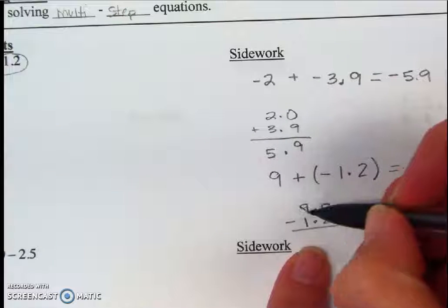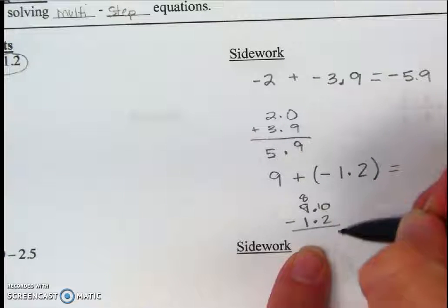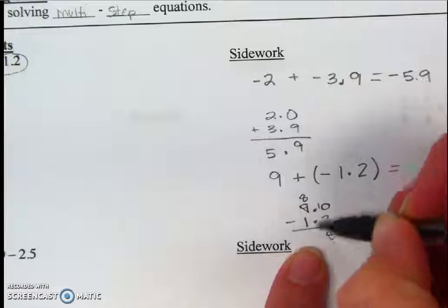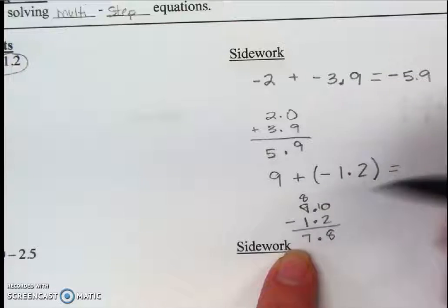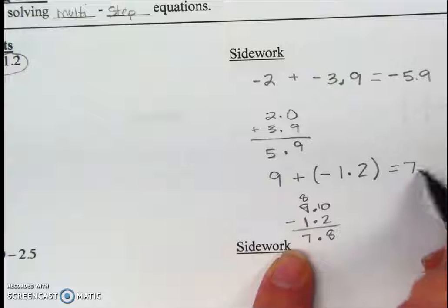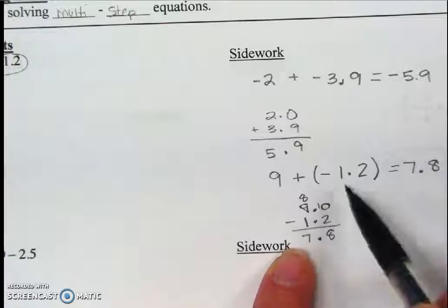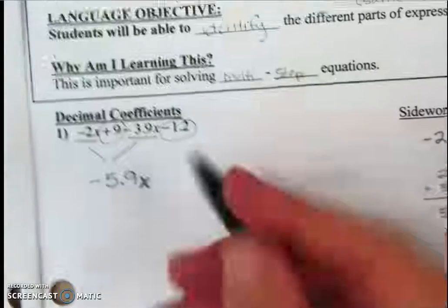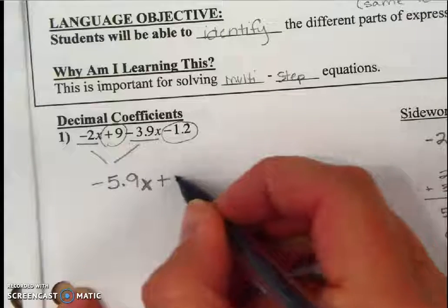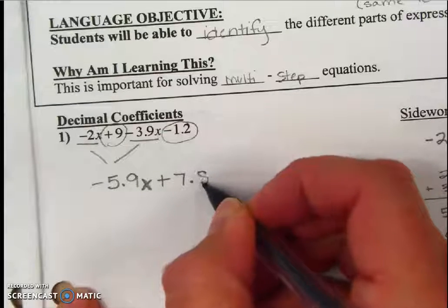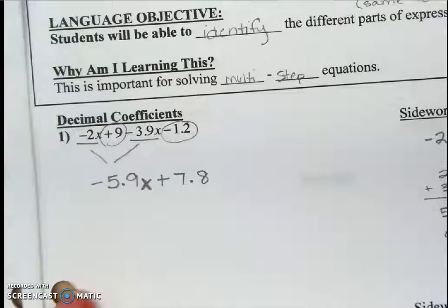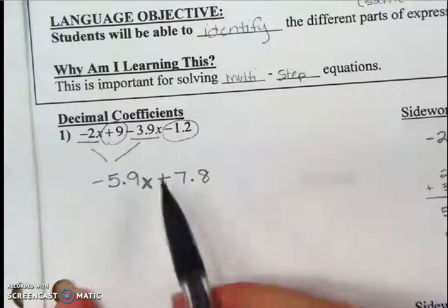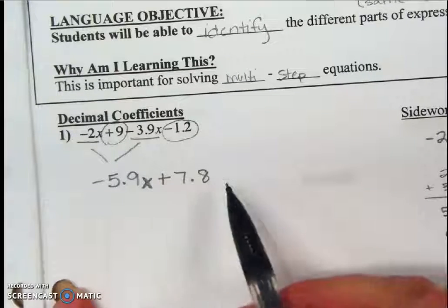Here I need to borrow, so I'm going to borrow from the 9, make that a 10. So 10 minus 2 is 8, bring down the decimal, 8 minus 1 is 7. And so I get positive 7.8, okay, because I had more positives. So over here, that means I would have positive 7.8. Now, can I combine those together from there? The answer is no. This one is a variable term. This one is a constant.